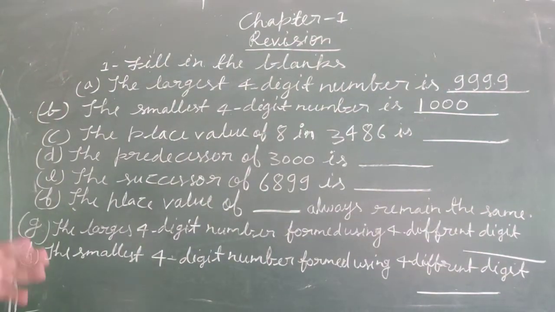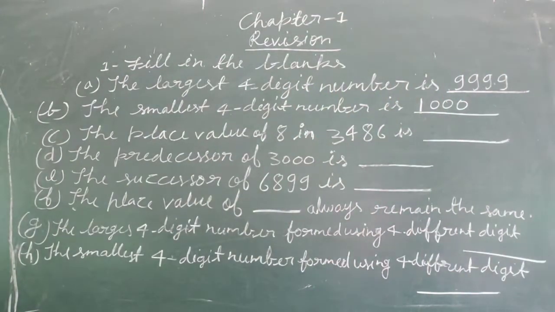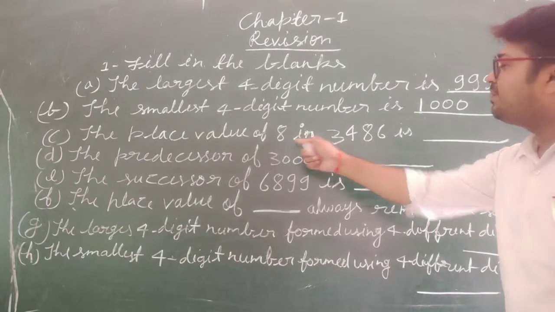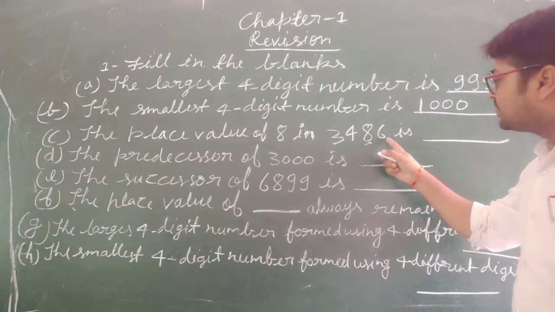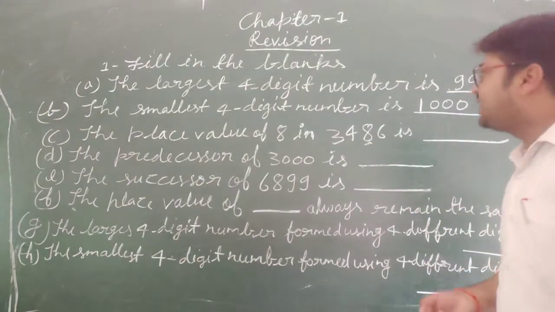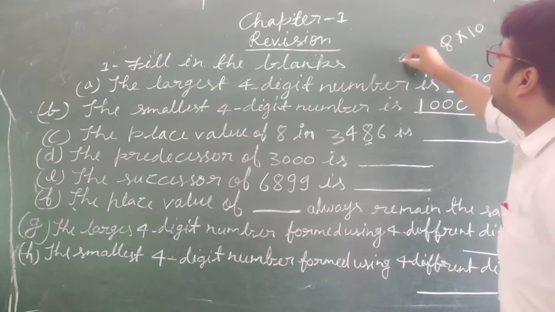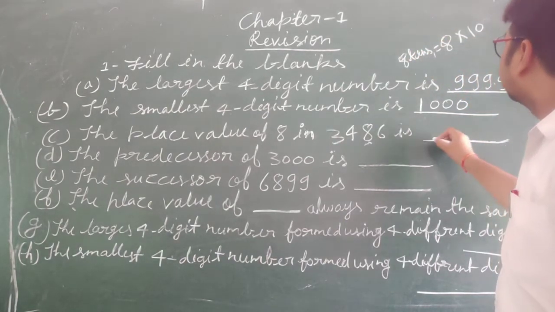The place value of 8 in 3486. Okay, so you can see here, you have to tell the place value of 8, and 8 is at tens place. So 1's, tens, 8 tens. 8 tens means 8 will be multiplied by 10, which means 80.